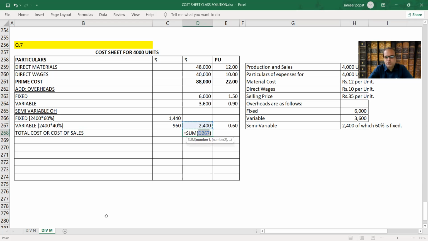So that is the total of these three overhead plus prime cost. All three overheads plus prime cost, 1 lakh. Let us divide it by 4,000. We'll get per unit. That is 25 rupees.